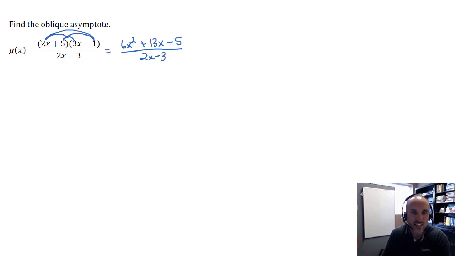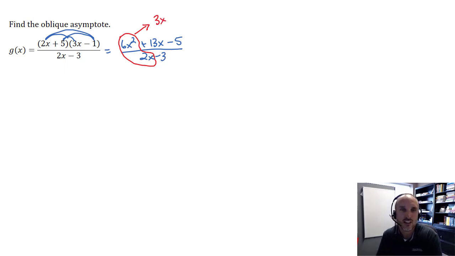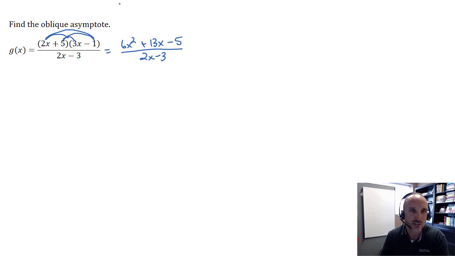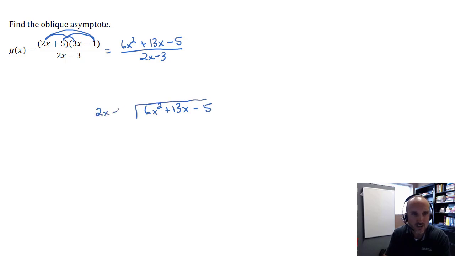And we can see, if we did our end behavior analysis, analyzing the ratio of the leading terms, the end behavior would look a lot like the 3x function. Okay, and that's what we would use to approximate the end behavior. However, when we want the oblique asymptote, we want a more precise approximation of the ends. So we have to divide these using long division. So 6x squared plus 13x minus 5 divided by 2x minus 3.